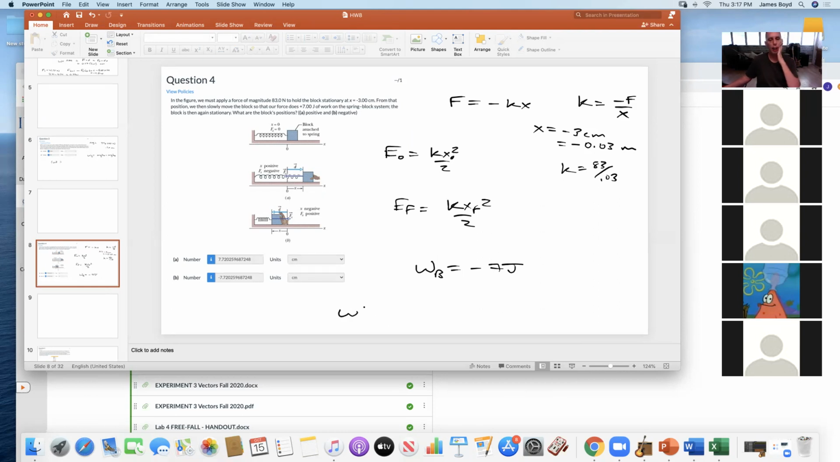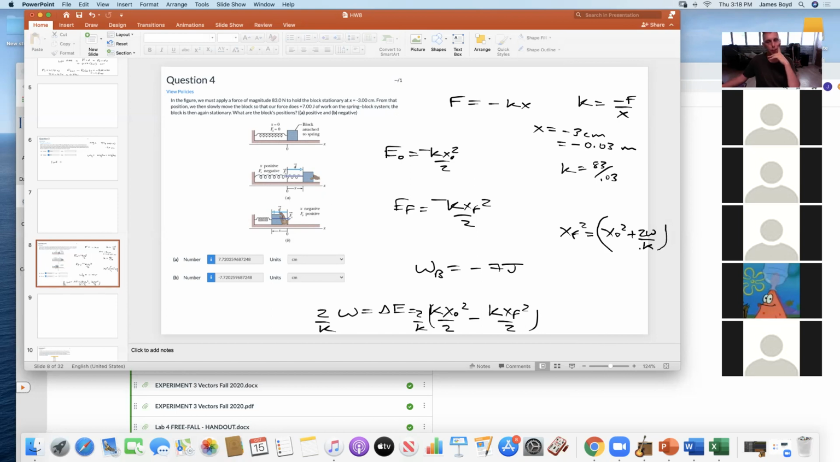So what we have is that the work is the change in E, which is, I should actually write negative, Kx initial squared over 2 minus Kx final squared over 2. And we know what initially it was. So we want to find x final. If we multiply through by 2 over K so that all these go away, we get that x final squared is equal to x initial squared plus 2 times the work over K.